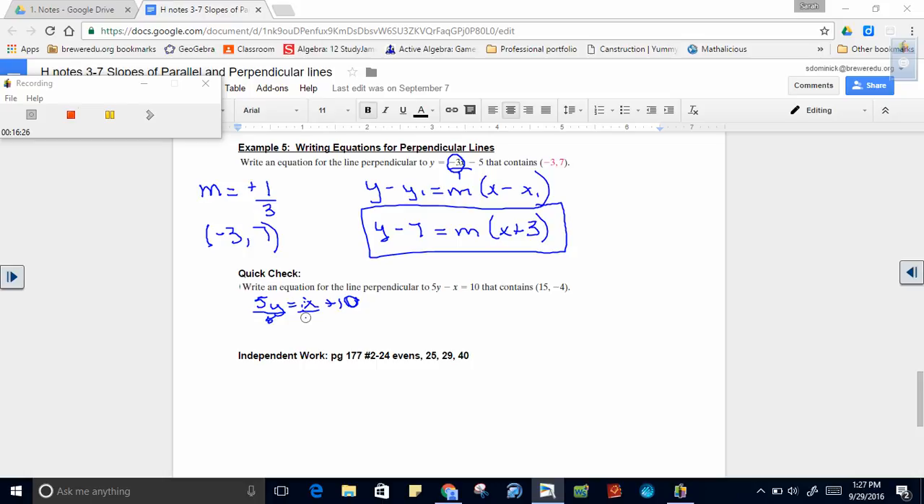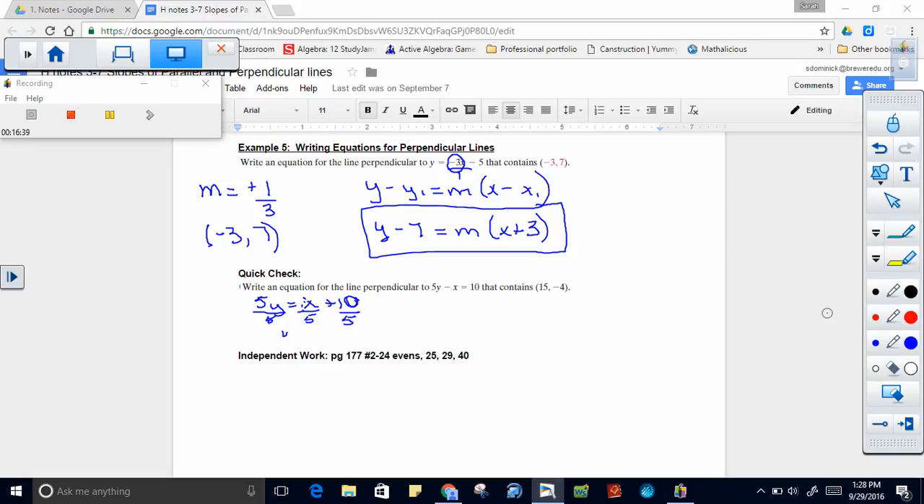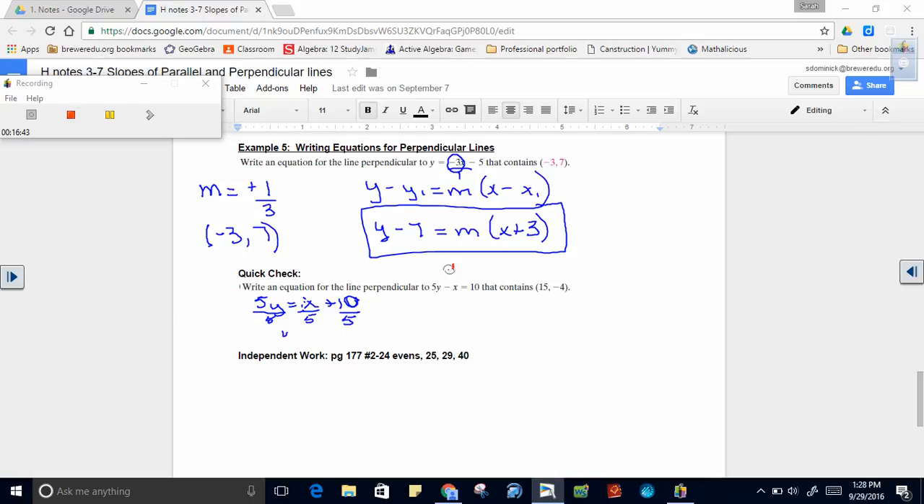I'm going to divide everything by 5 because you guys have told me that this is something that bothers you, the kind of manipulating. But in all honesty, if I was just looking, all I really need from this equation is the slope. And at this point I have the slope. The slope of this old line is 1/5.